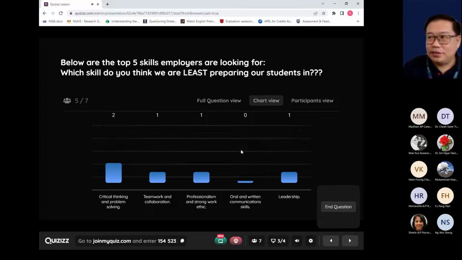So Mr. Fu thinks that we are preparing them. Are we preparing them correctly? What I stress here is least preparing. So yes, you may be preparing them, but which one are we not emphasizing enough? Least. Oh, 2 more participants are not in. Okay, yes. Teamwork.